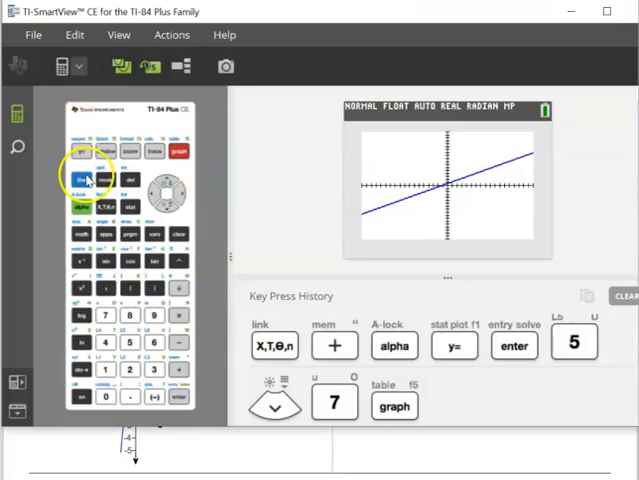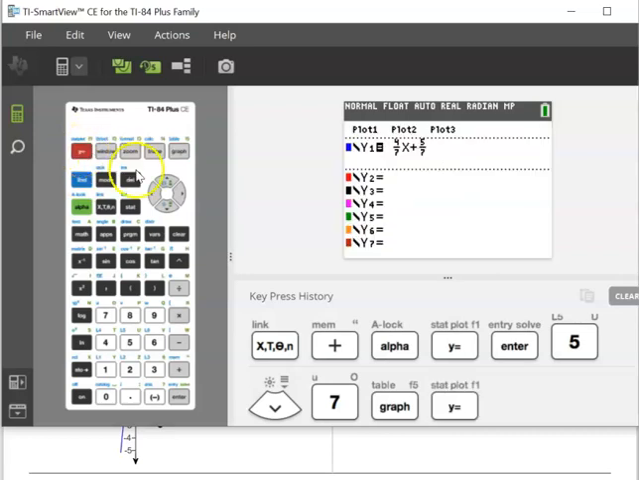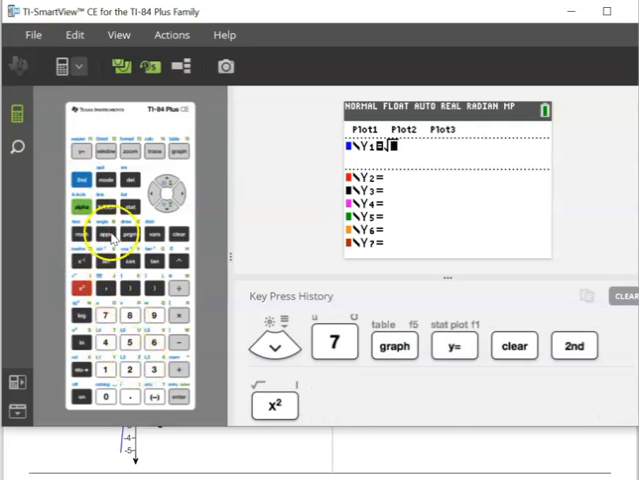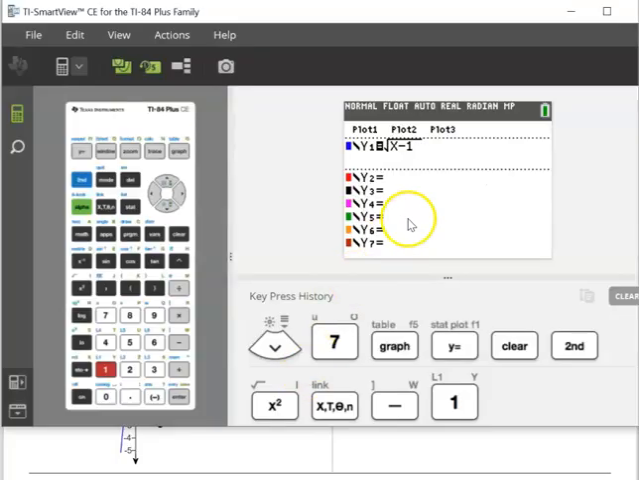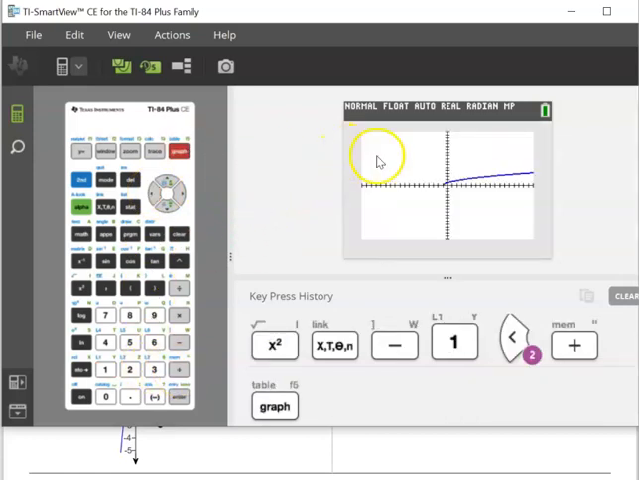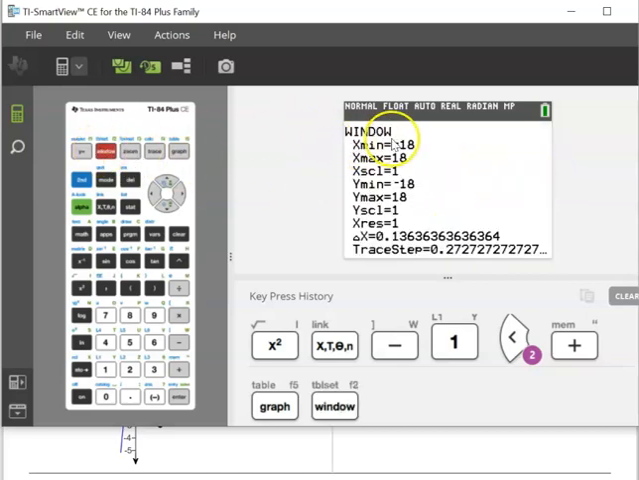You could also plug in some points if you want to, but if I go to y equals and I type in the square root of x minus 1, let's back up just a minute. Let's do x plus 1. Okay, and I hit graph. I mean, you can tell that it's been shifted to the left just a little bit. I could go to my window and change these to negative 20, positive 20.